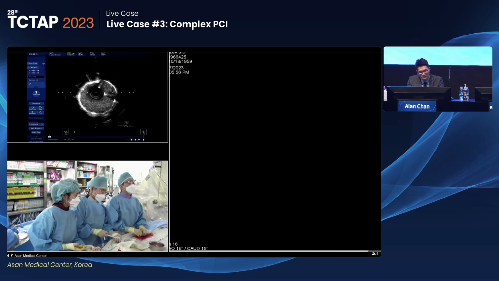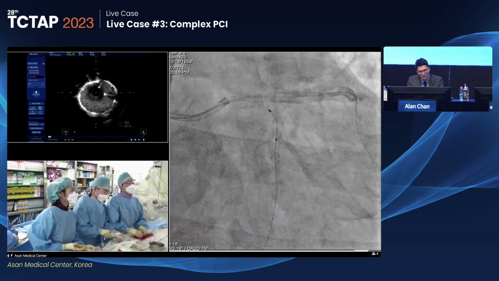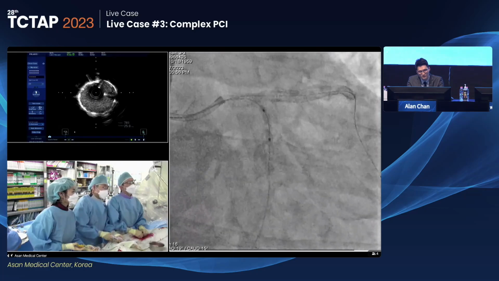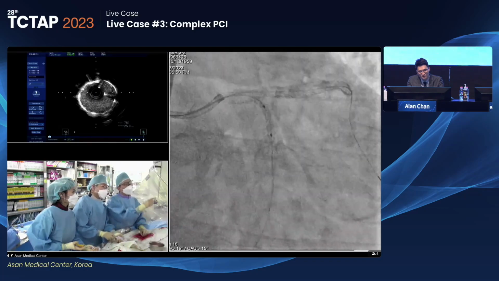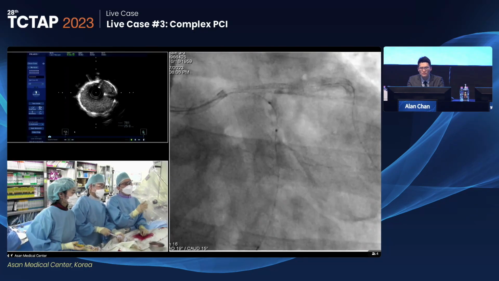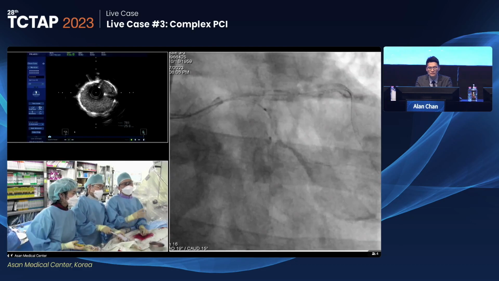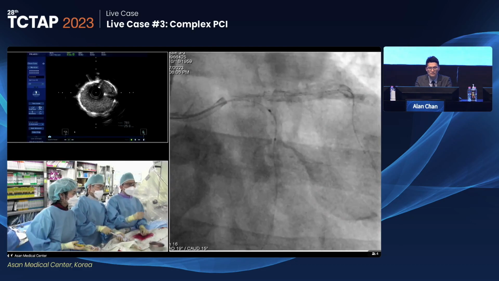Deflation. 18, 20. You can see, can you see the image? Deflation. In cine, it does not look very well, but in the stem booster image, you can see that the balloon is not inflated, not fully expanded.